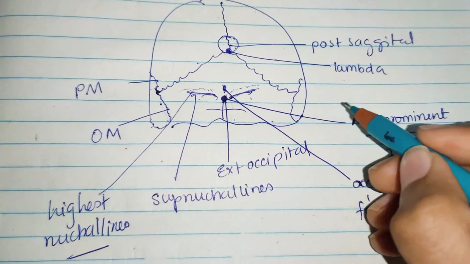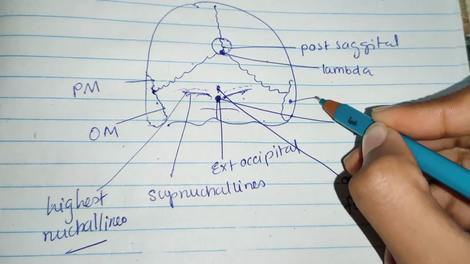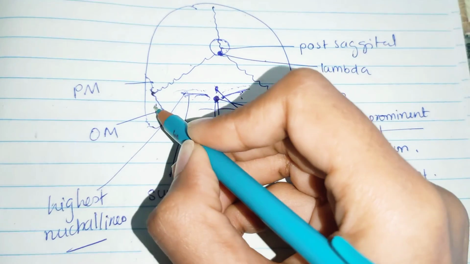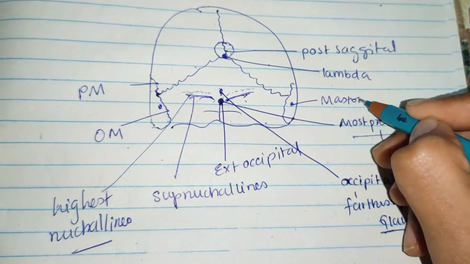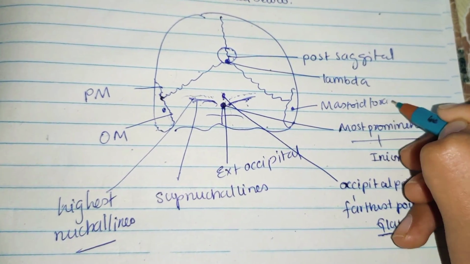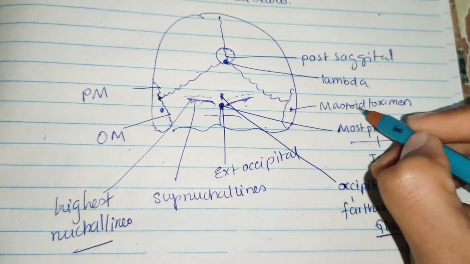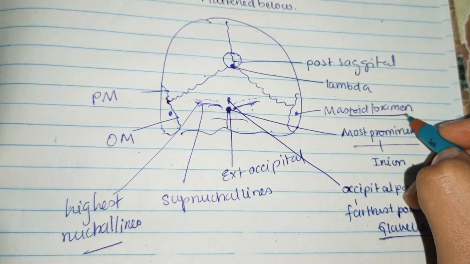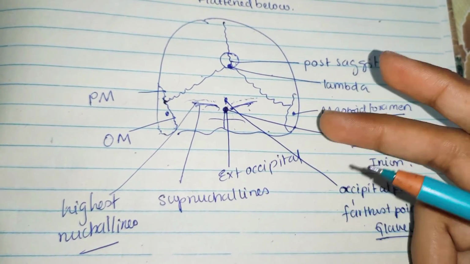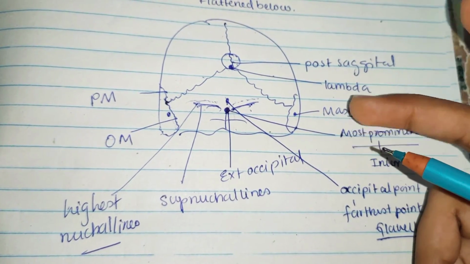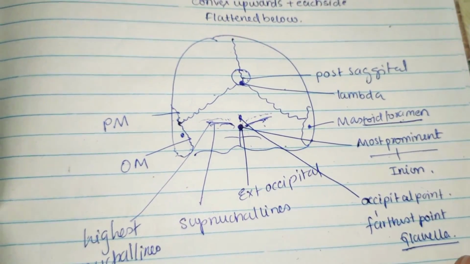Now let us discuss the mastoid foramen. So this is called the mastoid foramen. Of course, you'll have it on two sides. Why is the mastoid foramen present? It transmits the emissary vein and also the meningeal branch of the occipital artery. So two structures, the emissary vein and the meningeal branch of the occipital artery, are passing through it.